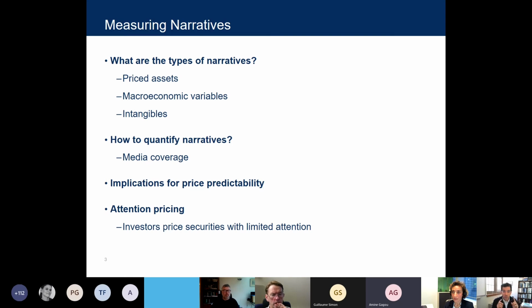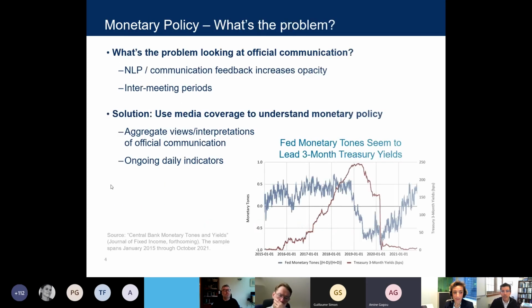I'm going to use that to try to identify price movements that are informative about particular narratives, whether it's inflation, ESG, trade war, anything. I can use this method. So let me start with the first example, looking at some predictability. What I'm going to show you here is monetary policy. How do we measure this?